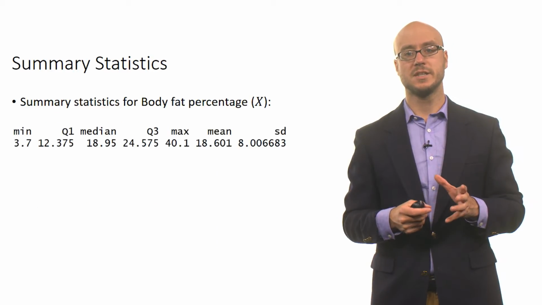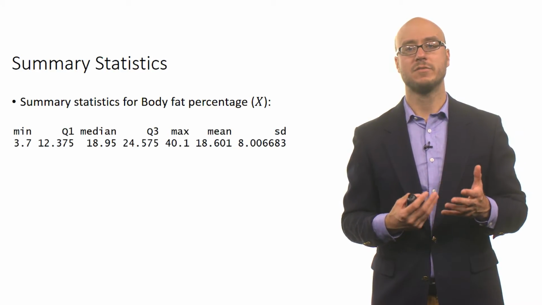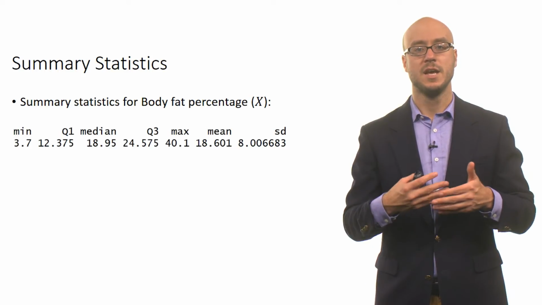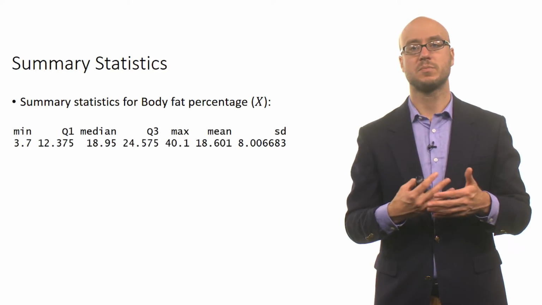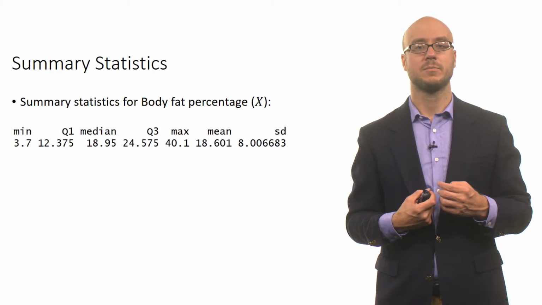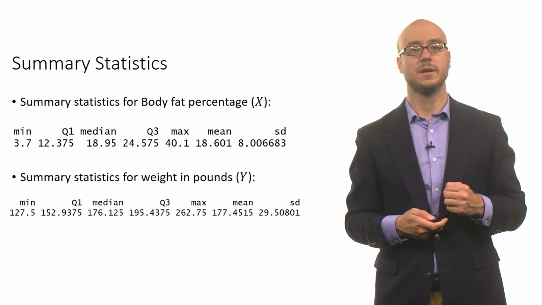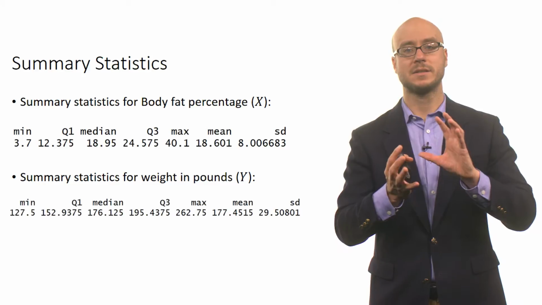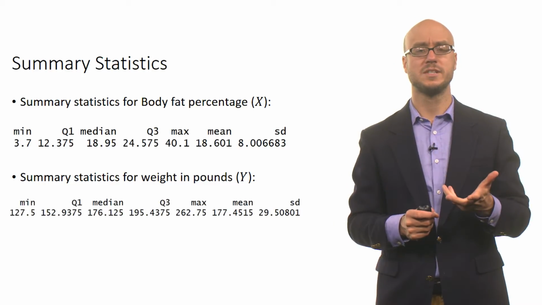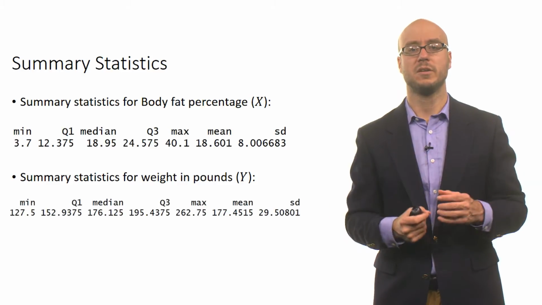For the summary statistics of this data set, we can see that body fat percentage on average in the data set is about 18.6%. And you can see that there's some spread there, a modest amount of spread, with the standard deviation being 8 percentage points, and the median is pretty close to the mean here. And we can also see that the smallest body fat percentage in this data set is 3.7%, the highest is 40%. So you can see that there's some degree of variation.